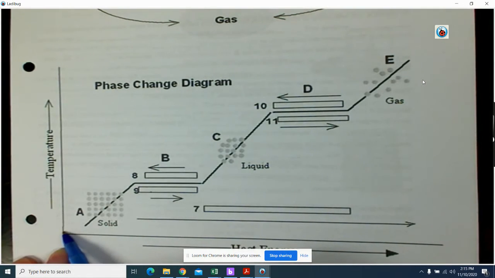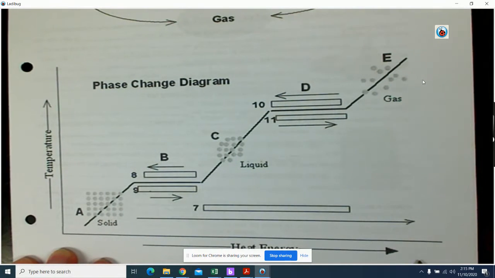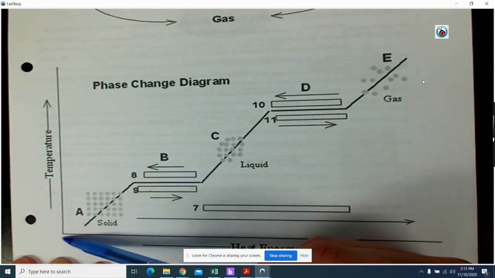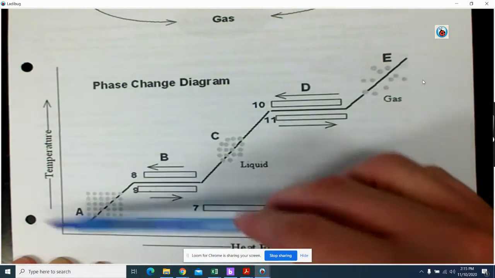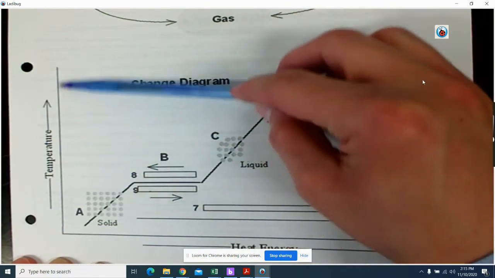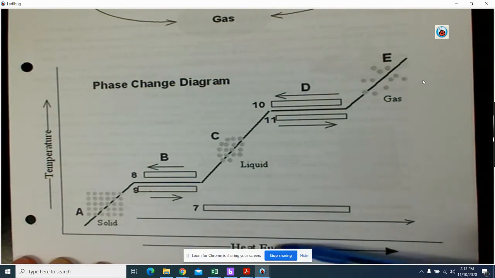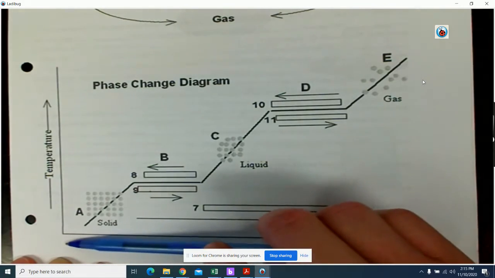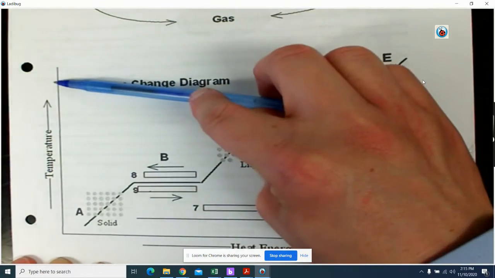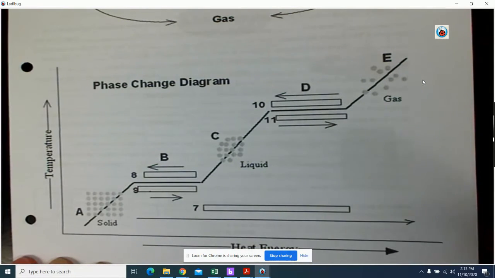Now along the x-axis, you have heat energy that is being added. So from left to right, your heat is increasing. From bottom to top on your y-axis, temperature goes up. So as heat is added across your x-axis, and this is typically measured over time, this is temperature rising over time.